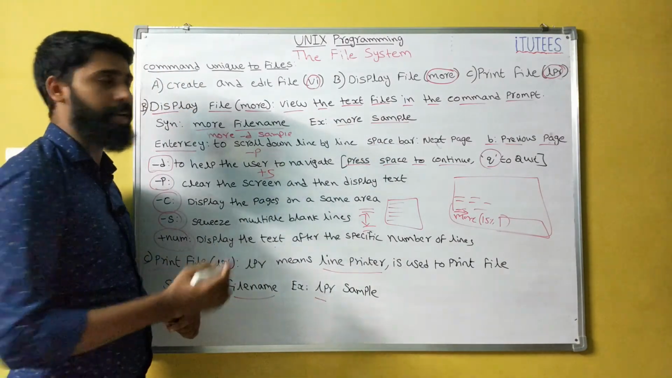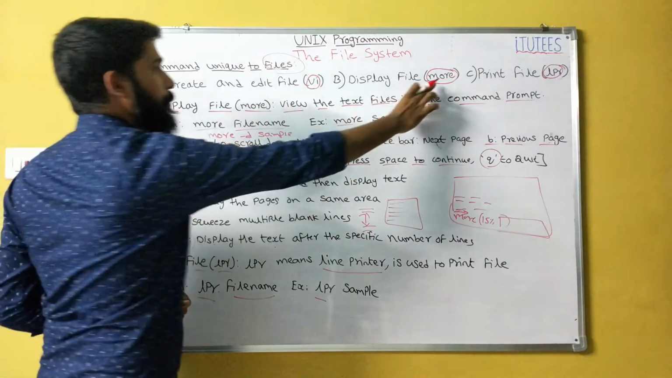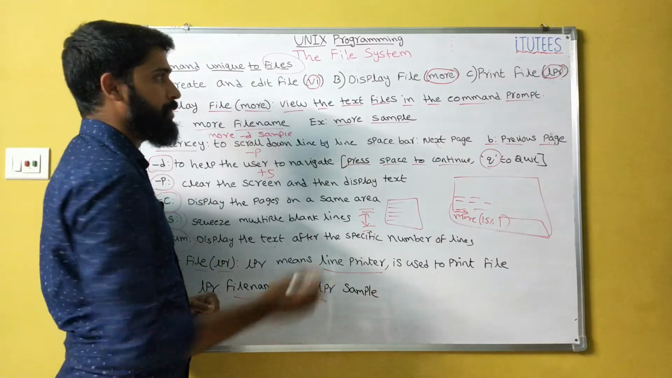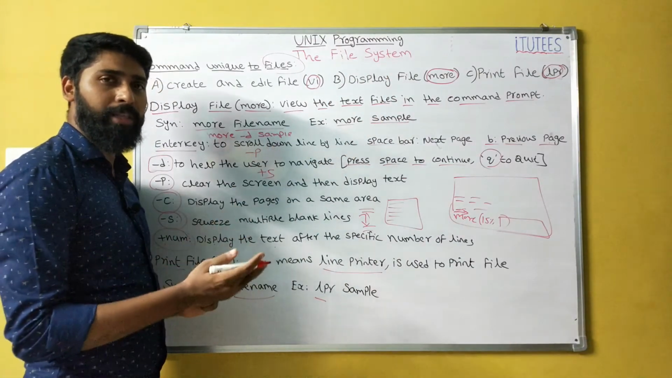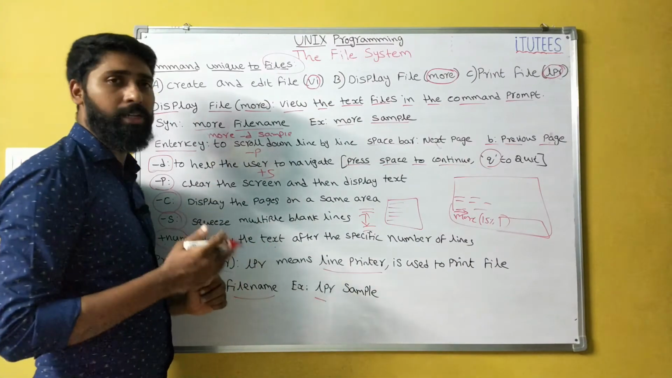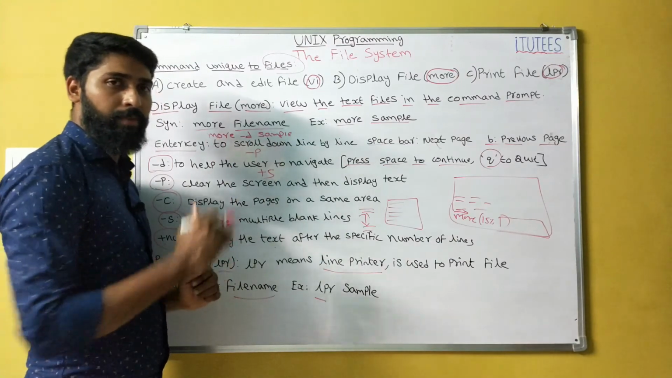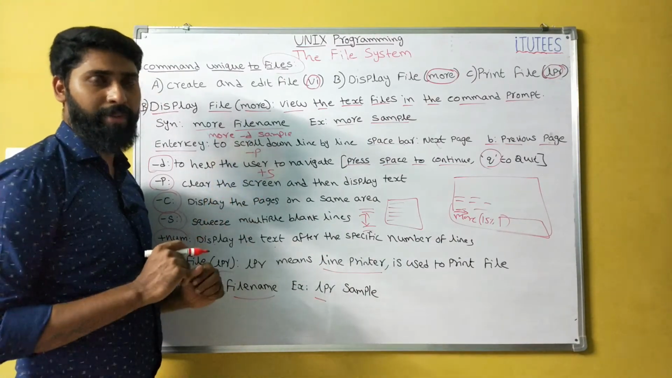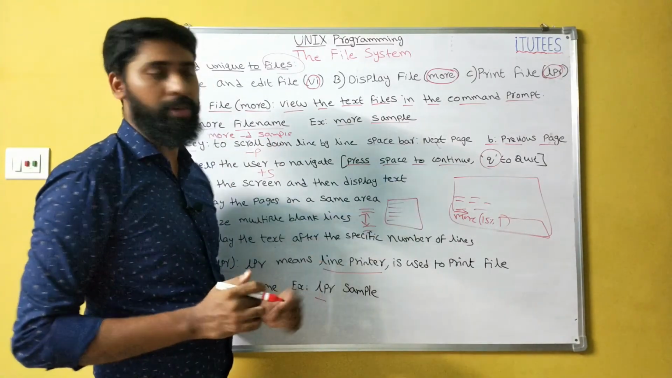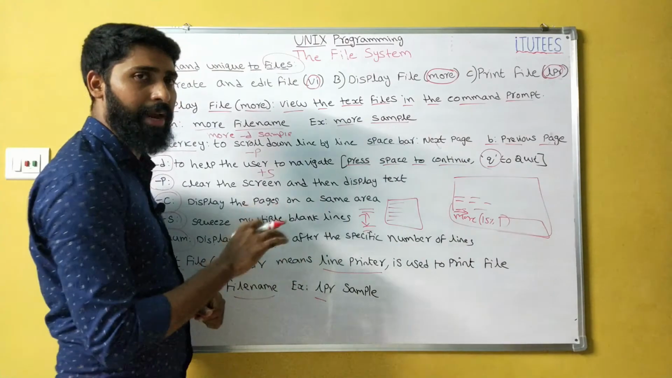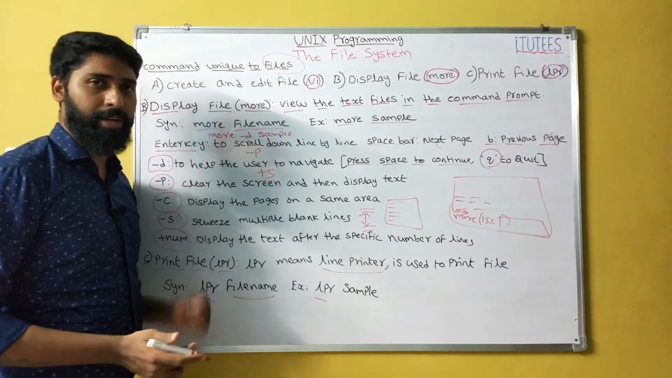These are the commands related to files. So vi is for create and edit, more is for displaying the file. What is the difference between more and cat? The cat command also displays the file only, and the more command also displays the file only. But with cat sample, we move to the last line of the file. If you use more, it displays the first few lines of the file. That is the difference between cat and more. And the last one, lpr, is for printing the file.